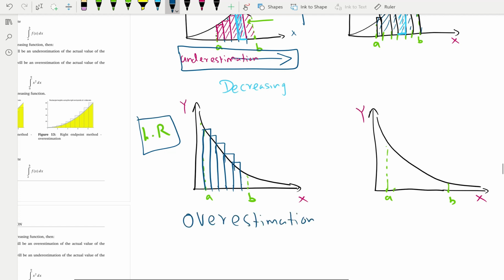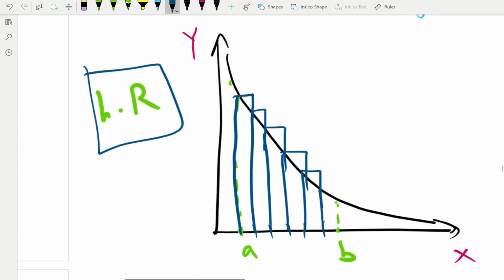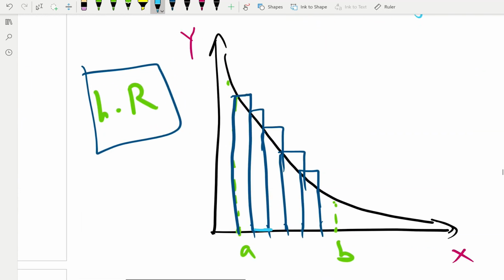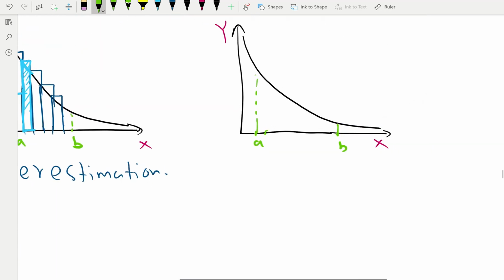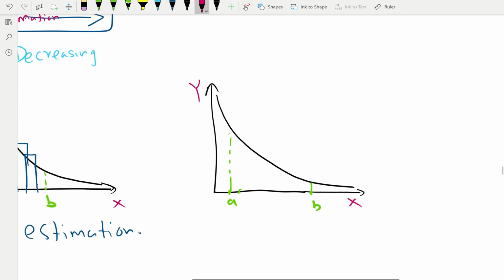Now why is that? Again, take a particular subinterval and think about it slowly. In this subinterval the function is decreasing, right? So the leftmost point in a decreasing function gives you the largest height out of these two heights. That largest height creates a rectangle that goes above the curve. That's why we have an overestimation if we use the left endpoint rule with a decreasing function.